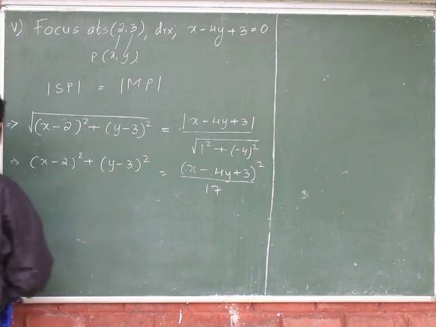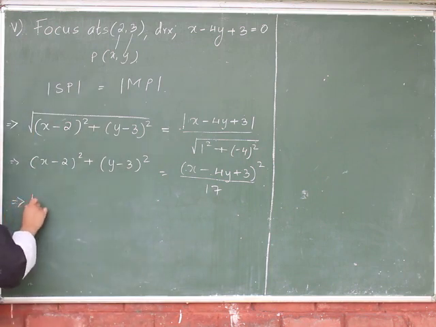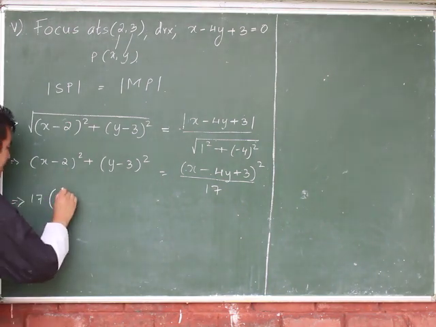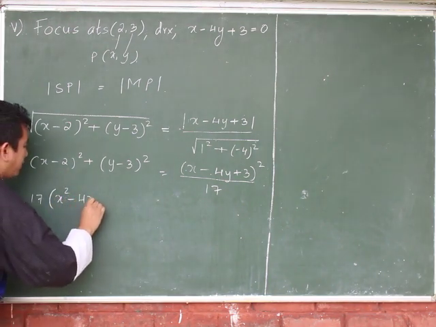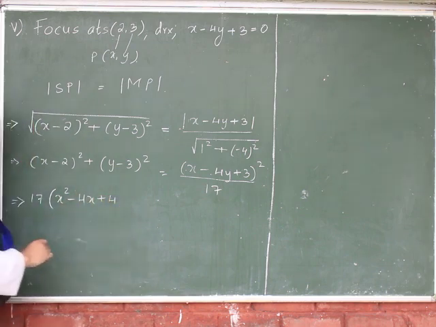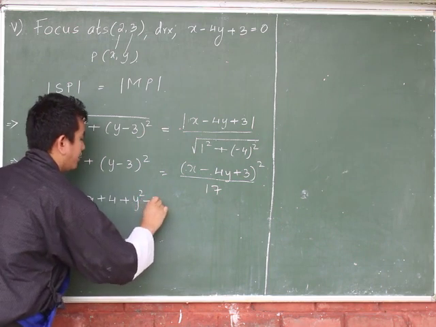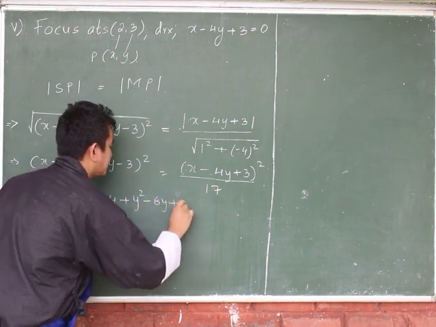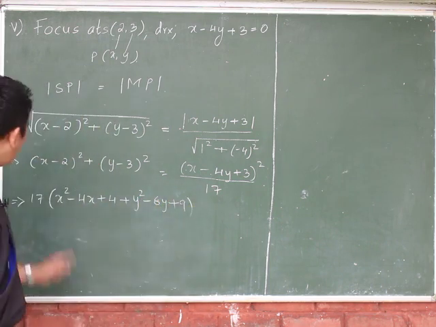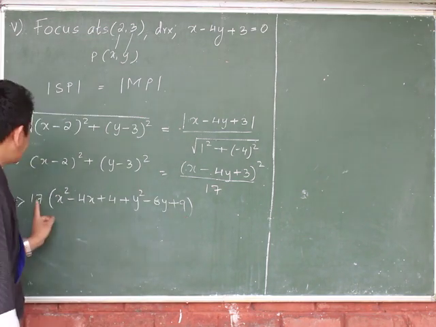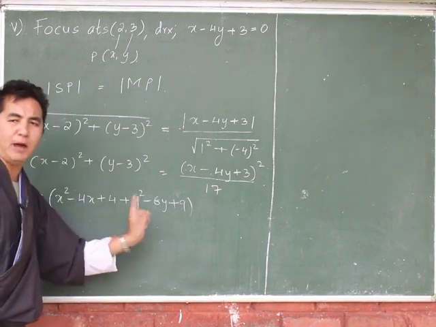Let me bring this 17 here. We have 17 times, for this put one bracket, expand this, we have x square minus 4x plus 4 plus, expand this, y square minus 6y plus 9. Remember, don't forget to close the bracket here, because 17 belongs to all of them.